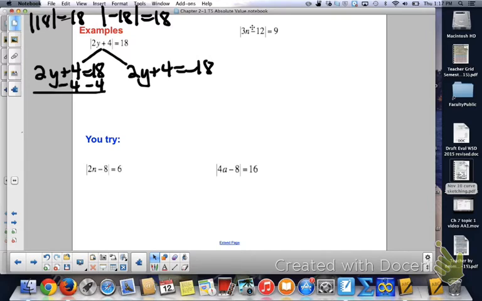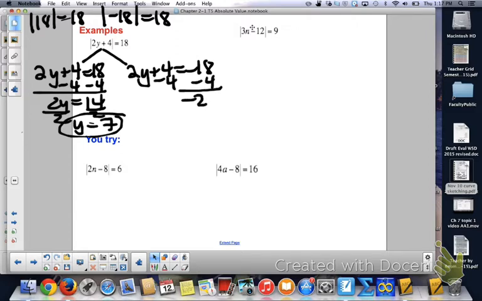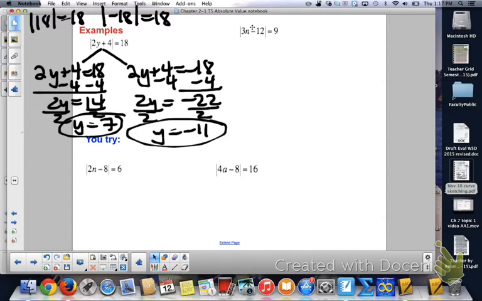We subtract the 4, you get 14, and then divide by 2, we get y equals 7. On the right side, we subtract 4, negative 18 minus 4 is negative 22, and then we divide by 2, you get y equals negative 11. Okay, two different answers. All right, the next one, the absolute value of 3n minus 12 equals 9.